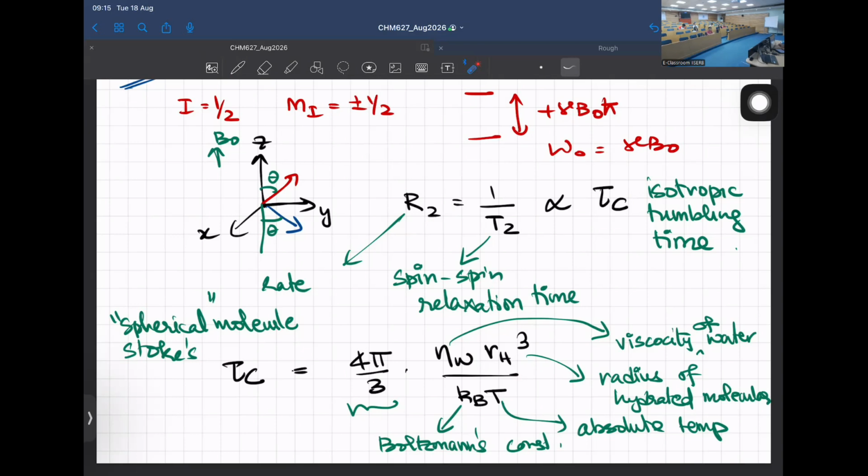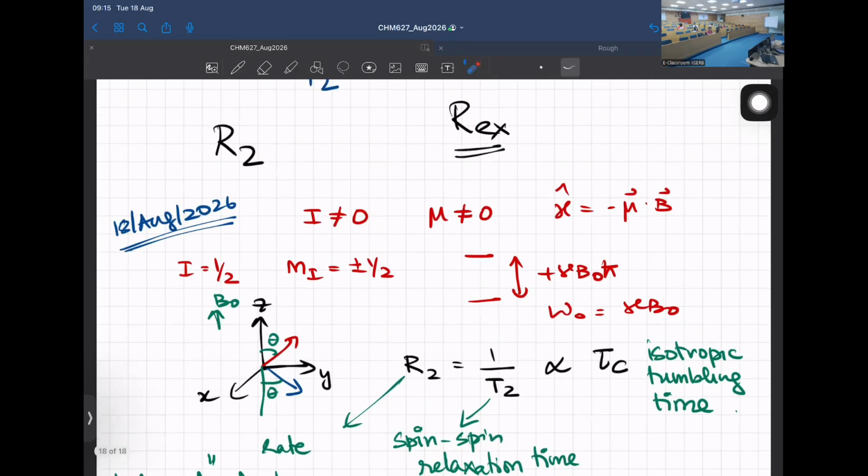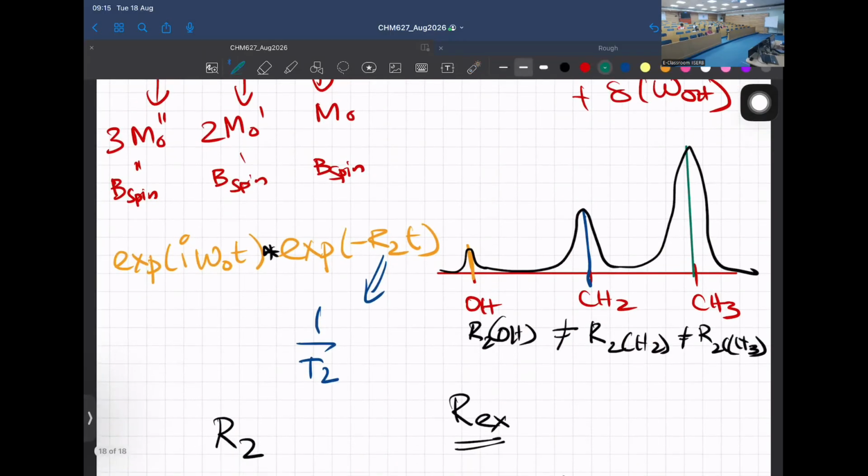As you start to increase the size of the molecule, the line widths increase because line widths are proportional to R2. Let me add one more component to it. Line widths are going to be given by R2 over pi. It should be R2 star, but for now I'll write it as R2. Delta nu, full width at half height, is given by R2 over pi. So as the molecular size increases, tau c increases. If tau c increases, R2 increases. If R2 increases, line width increases.